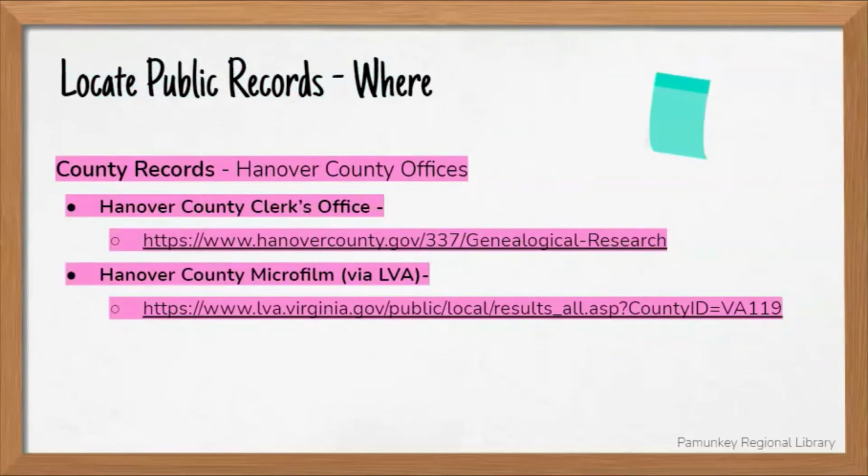All right, now where? If you are in Hanover County, where the Mechanicsville Library is, you will be going to the Hanover County Clerk's Office. I have listed their genealogical research page right here: hanovercounty.gov/337/genealogical-research. Hanover County also has a lot of microfilm. Like I was saying before, older documents are sometimes put on microfilm or microfiche and then put in the state archives. I found this link through the Library of Virginia, so it is in the state archives. If you click this link, it's a list of all the different documents they have on microfilm.